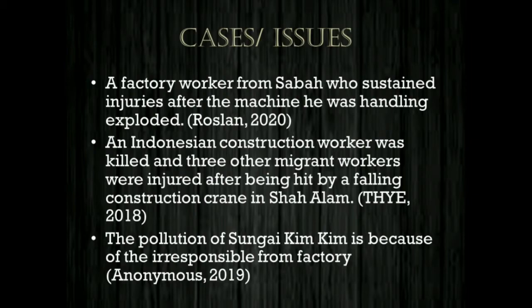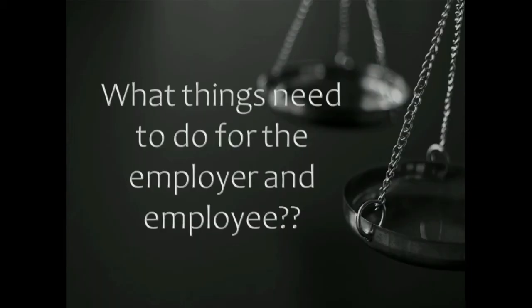First of all, a factory worker from Sabah sustained injuries after the machine he was handling exploded. The second one is an Indonesian construction worker who was killed and 3 other migrant workers who were injured after being hit by a falling construction crane in Shah Alam. And the last one is the pollution of Sungai Kim Kim because of irresponsibility from a factory. Because of these cases, what do the employer and employee need to do?